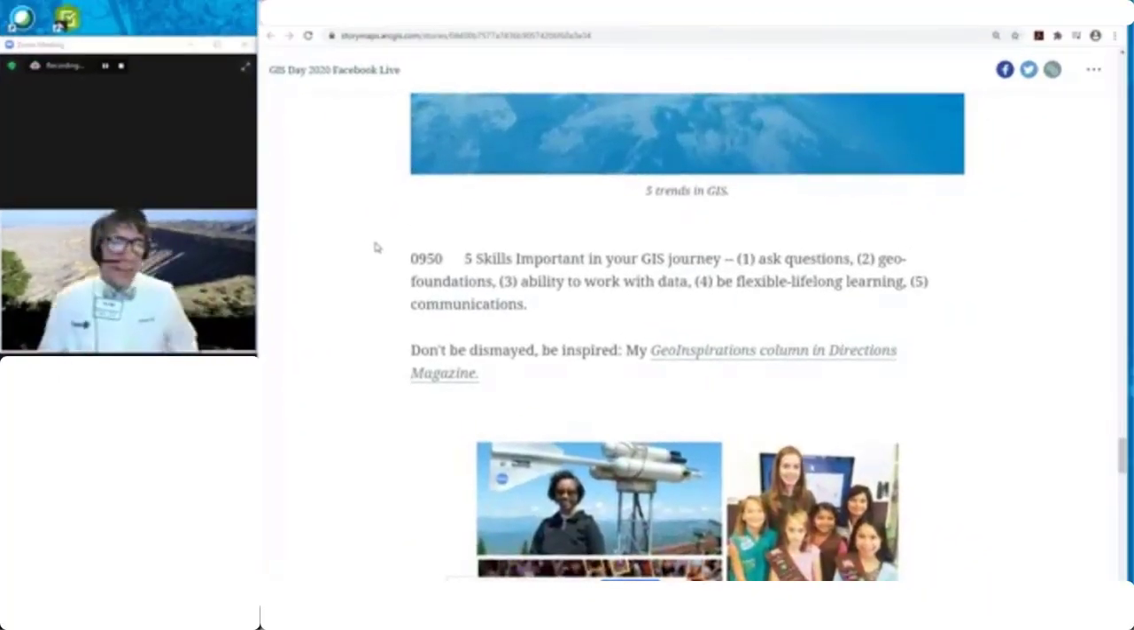There's 5 skills that I believe are important for you to move forward in your GIS journey. First of all, I believe asking questions is the most important. Organizations need people that ask questions that even their employer is not asking them to ask and investigate. You students out there, ask questions that your instructor is not even asking you.